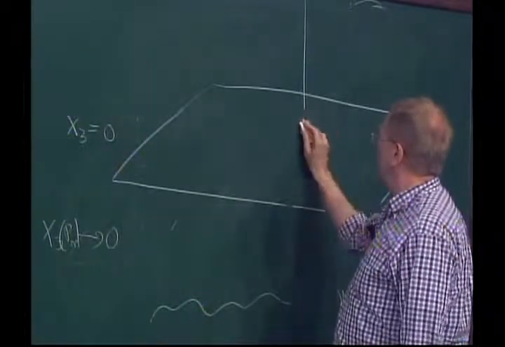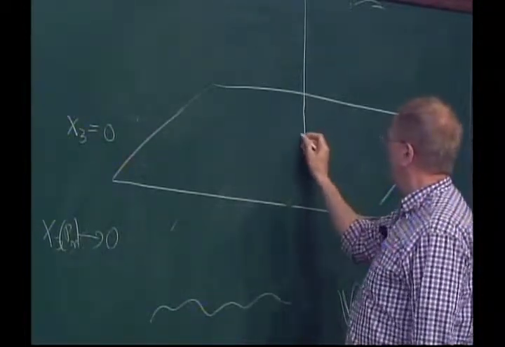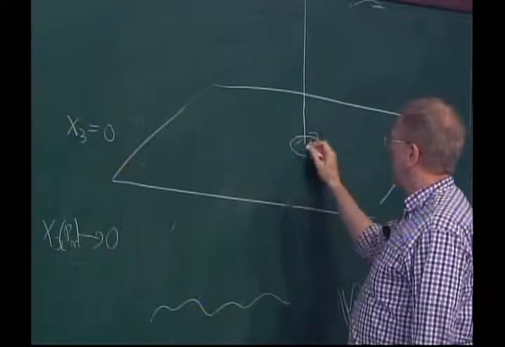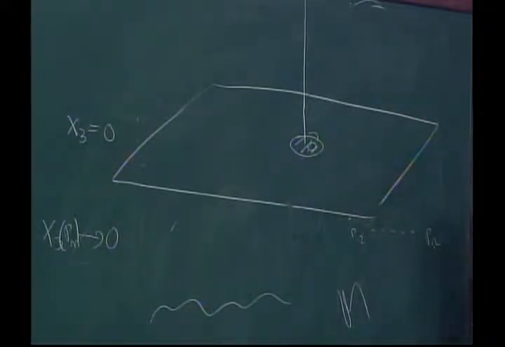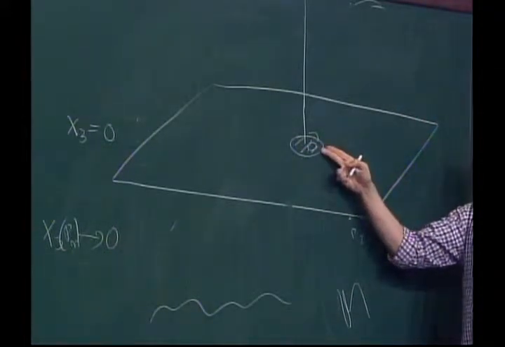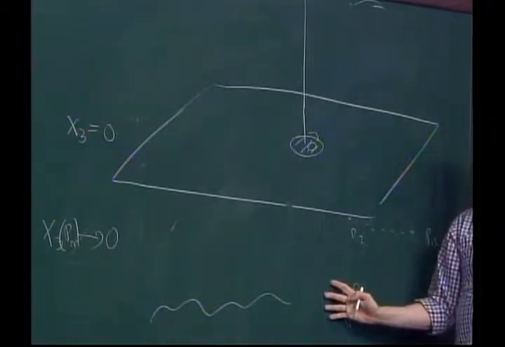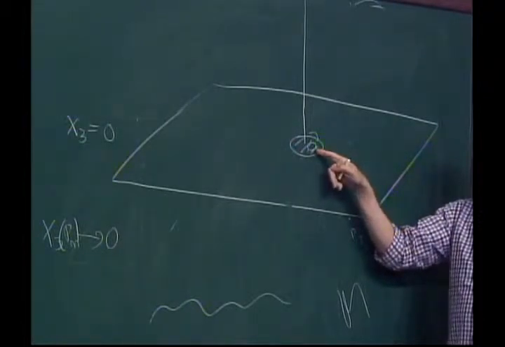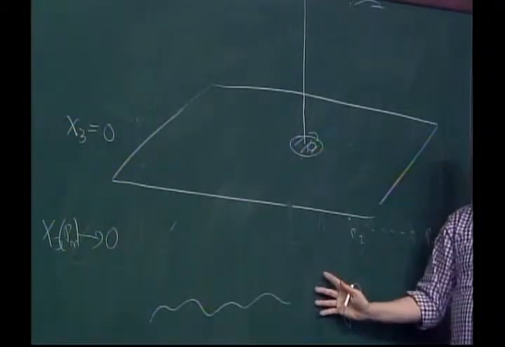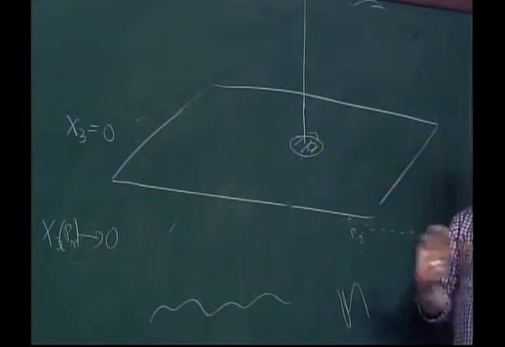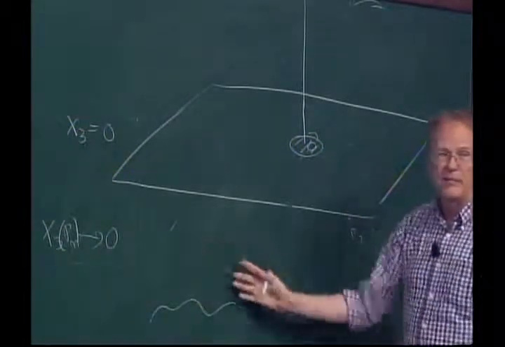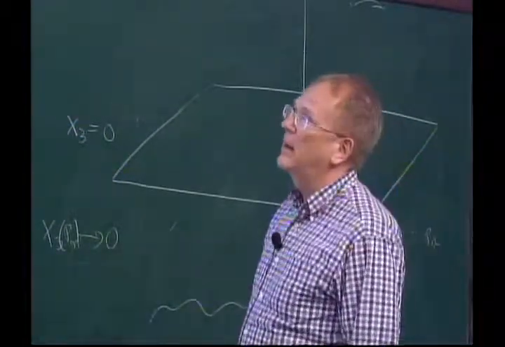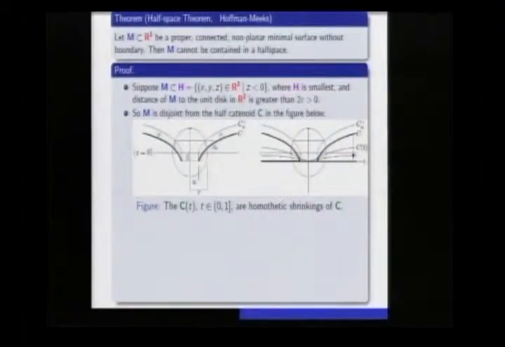So here's the origin. I'm going to pick the unit disk around the origin. That's a compact set. And since this surface is proper, and they live in R3, the distance between this compact set and the surface is positive. There's some definite distance from here to wherever that surface is. Okay? All right. So there's a little room here.